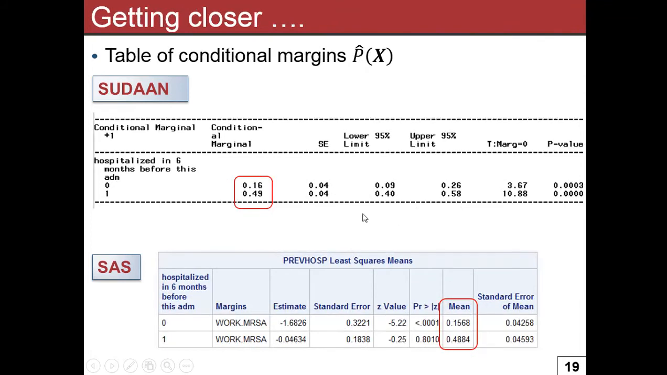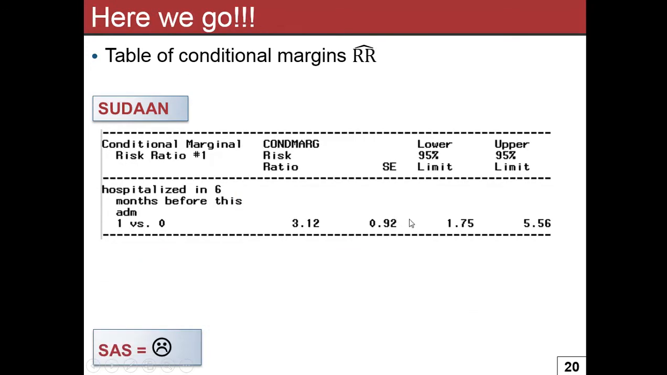Then you get this other cool thing, which is the table of the estimated risks, which was the LS means table that I showed you in SAS. And these are the estimated risks at each of the exposures, 0.49, 0.4884, and then 0.16. Okay, so this is the risks, but it's not the risk ratio. But then you get this thing. This is really cool. Here we go. This is a table of the risk ratios. And you get 3.12 and a standard error, and you get the confidence interval of 1.76 to 5.56.